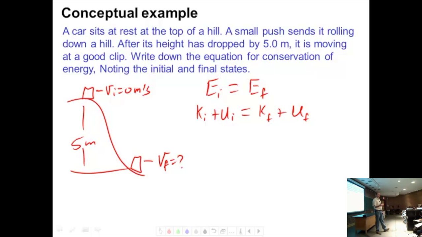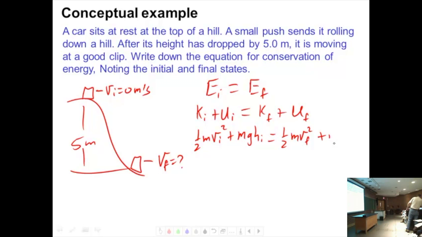Let me emphasize, don't be lazy. Write these down, write it out so you don't make careless mistakes. Well, what is kinetic energy? That's 1/2 mv initial squared plus mgh initial equals 1/2 mv final squared plus mgh final. Right?